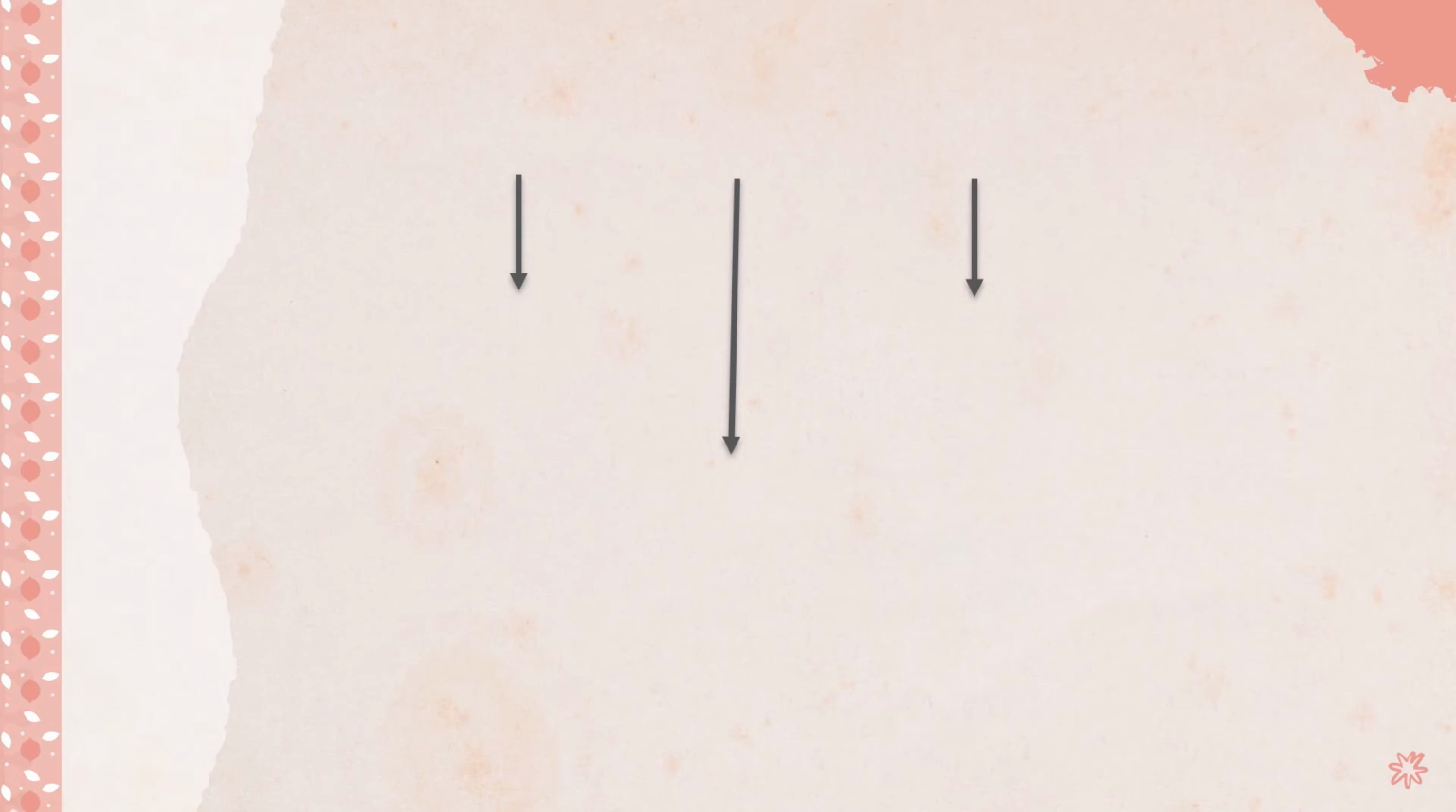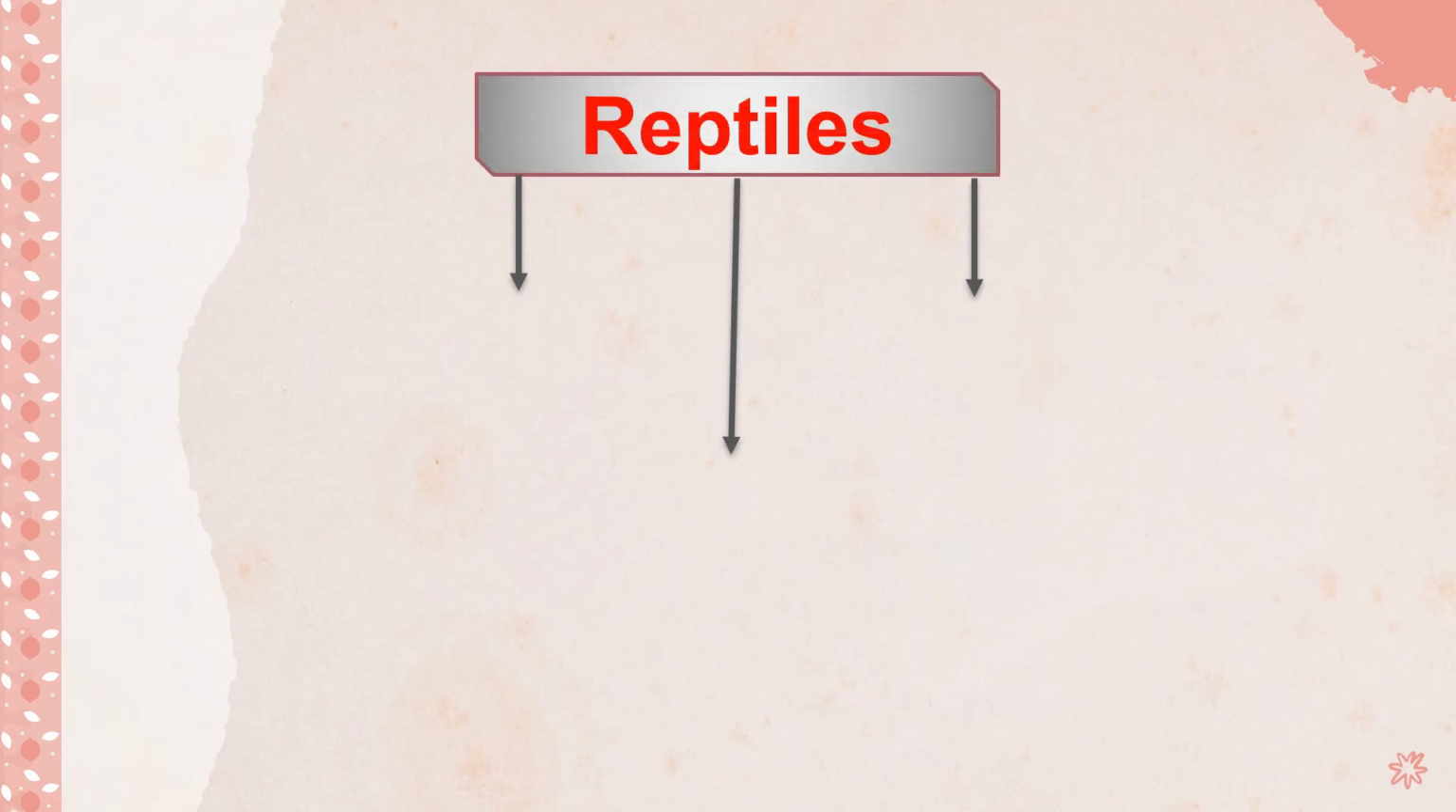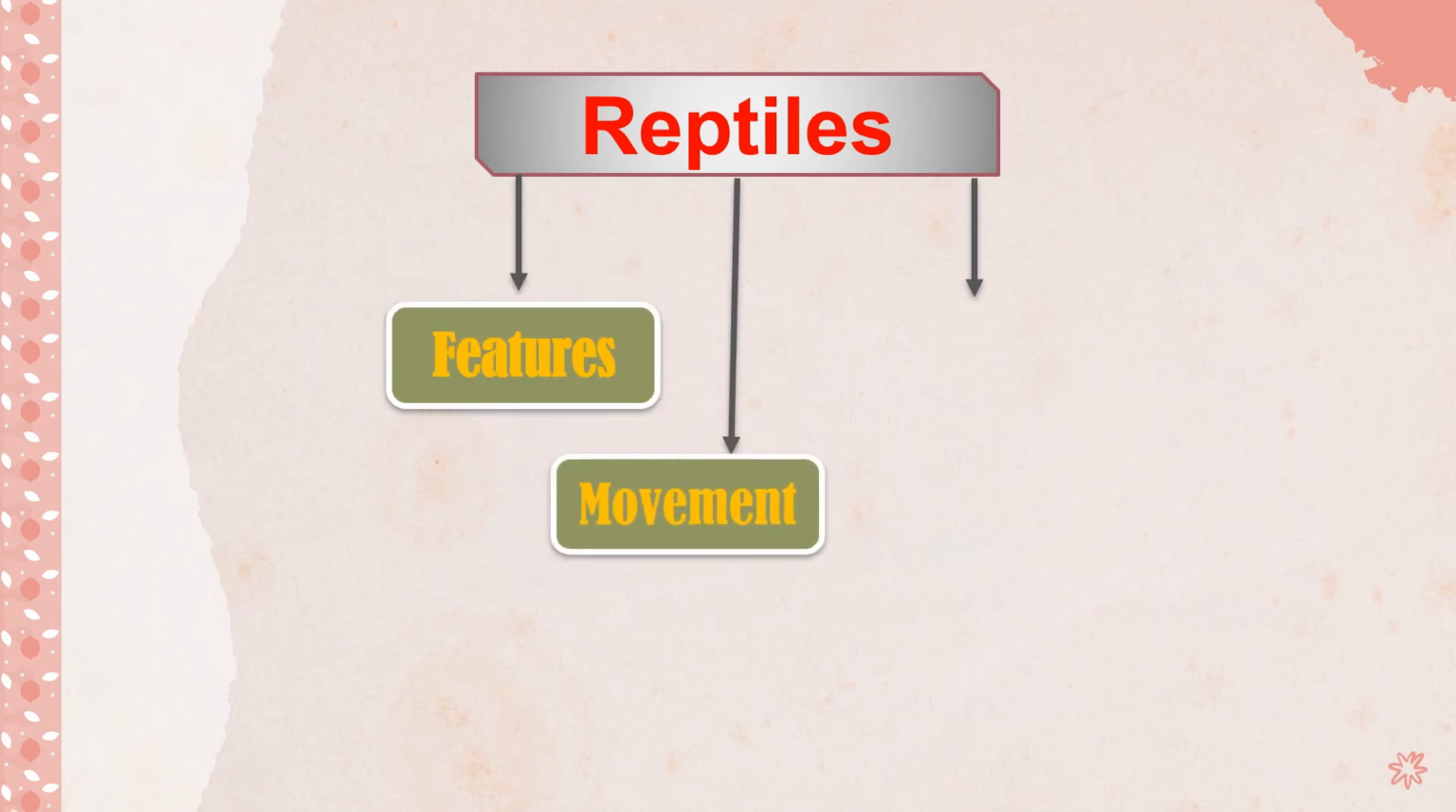Let's move on. Third is reptiles. Reptiles, this type of animal, usually have limbs that come in pairs with 5 fingers, except for snakes. Okay, they include as features. Some of them have thick skin with dry and hard scales covering their body, but some have shells covering their bodies instead. Next is movement.